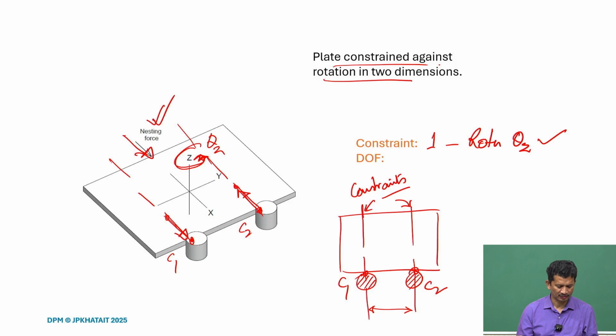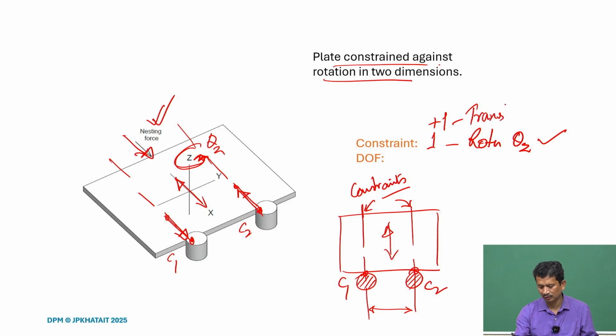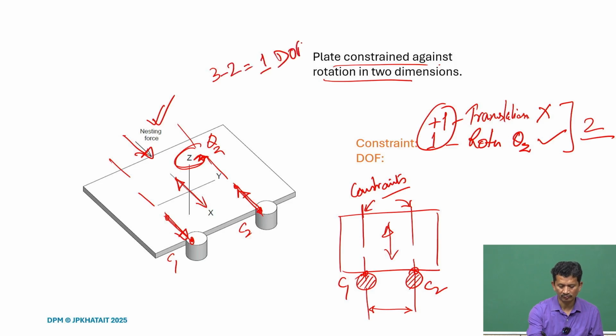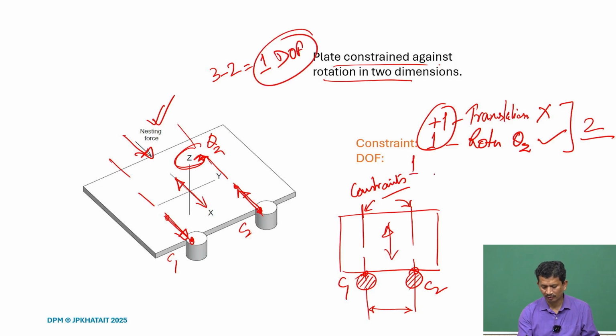What else? What about the x motion? If we try to move in the x direction, of course, that is not possible. So there will be one more constraint, which is translation. Of course, the constraints are all in the x direction, so they will provide the translation constraint in x. Total 2 constraints, and if we go by the similar analogy, there are 3 degrees of freedom in the planar case. So 3 minus 2, there will be 1 DOF.